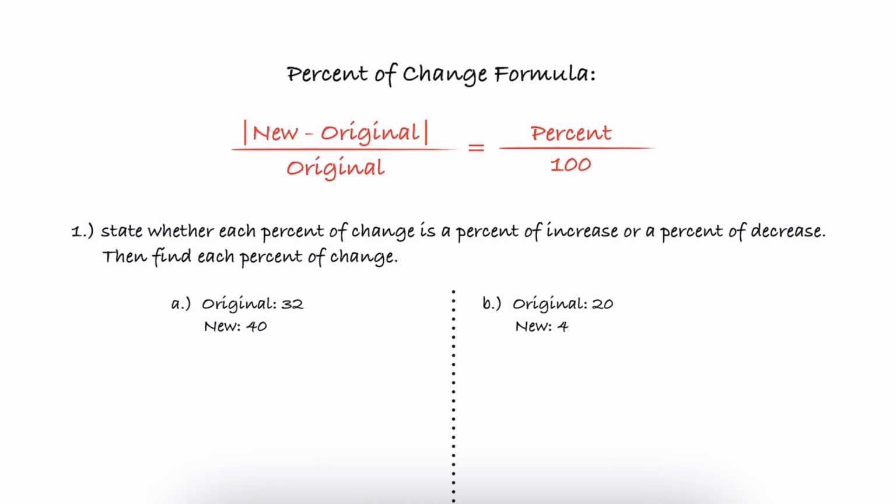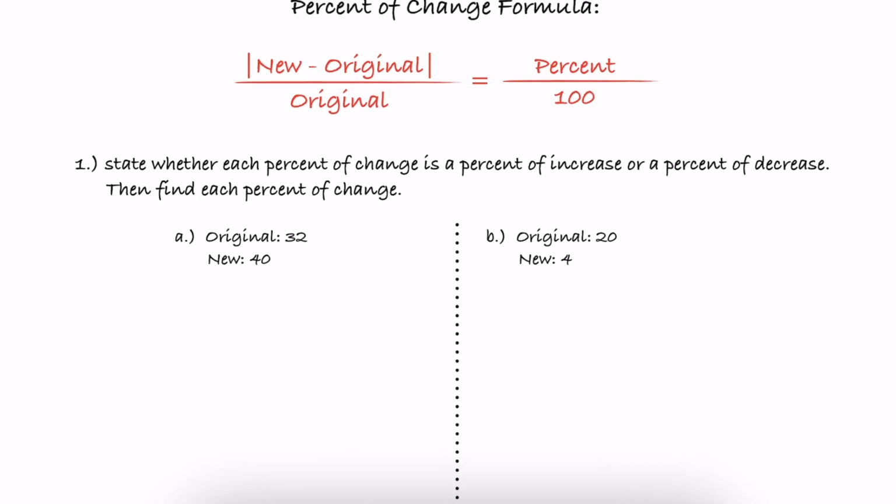And the formula to find that percent of change is the absolute value of the new number minus the original number, divided by the original number. And that'll give you your percent divided by 100. So whatever value you get out of the new minus original over original, multiply that by 100, and that's the percent you're going to get. Now, that is a lot of words, and it's important to put it into practice.